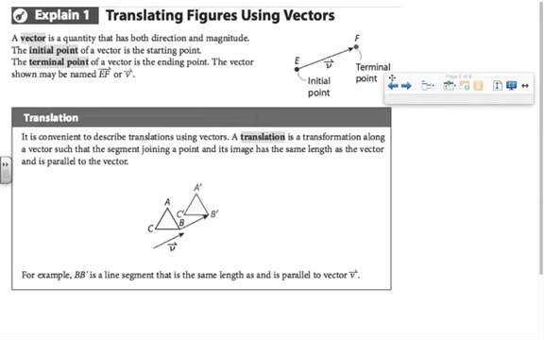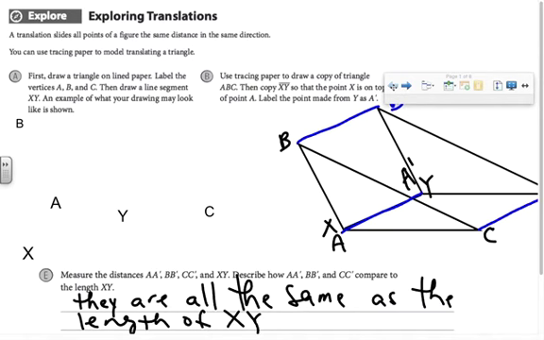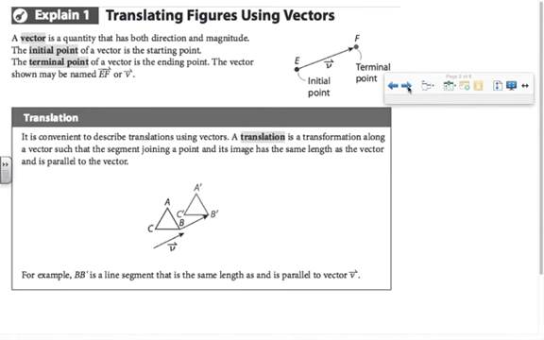So when we're doing a translation along a vector, the segment joining the point and its image will have the same length as the vector, which we noticed in the previous screen. We noticed that A prime, B prime, and C prime were all the same length as our vector. And we didn't talk about it on this screen, but I'd also hoped that you'd notice that, I'll use a different color, that B prime, A prime, and C prime are all parallel. And that's very important.